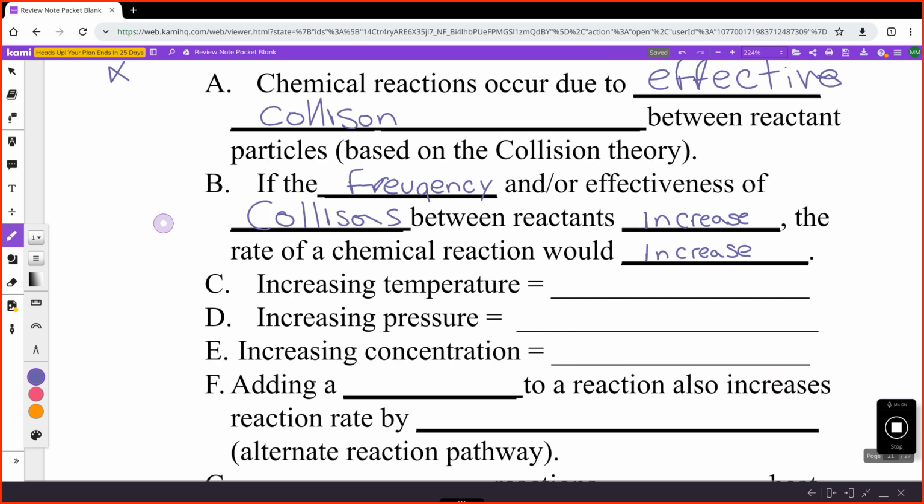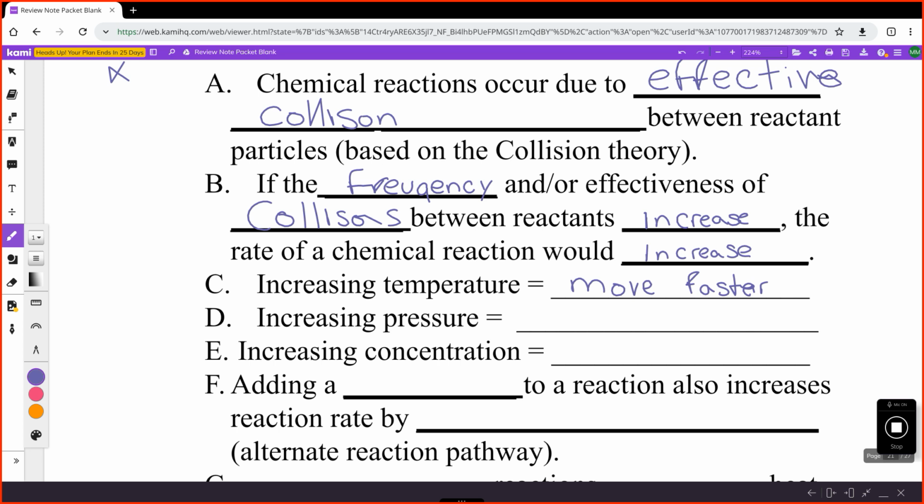Some of the most common ways have to do with the environment. So we can increase the temperature. You should know by this point that increasing the temperature means that the molecules move faster. So ask yourself, if molecules are moving faster, will there be more frequent and more effective collisions? And the answer is yes. Increasing the temperature increases the rate of reaction because the molecules are moving faster.